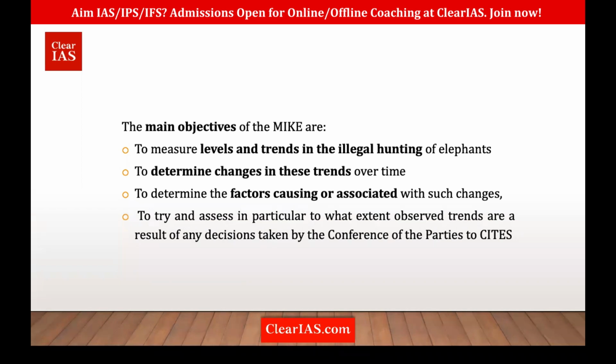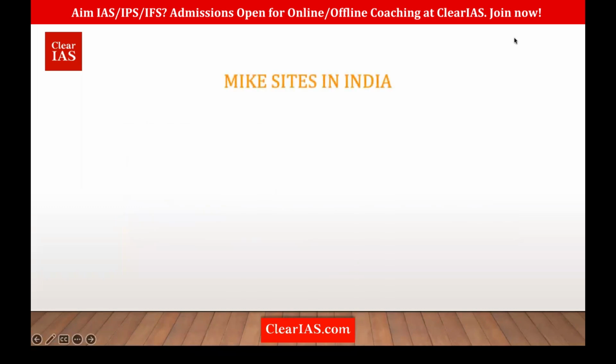Okay, so they try to determine the levels and trends in illegal hunting. If there's any change in the trend of illegal hunting, whether an increase or a decline, what are the major causes that have led to this changing trend? And they also try to understand if it is mainly because of any initiatives or decisions made by the sites. Okay, so these are the major objectives of MIKE. So you must also understand the important MIKE sites in India.